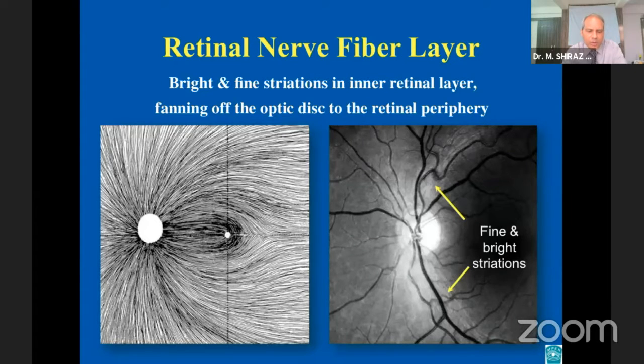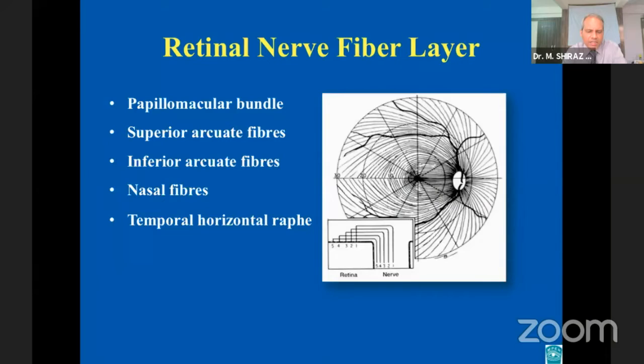The retinal nerve fibers, or better, the retinal nerve fiber bundles, are detectable as bright and fine striations in the inner retinal layer, fanning off the optic disc to the retinal periphery. These are categorized into the following 5 important bundles.